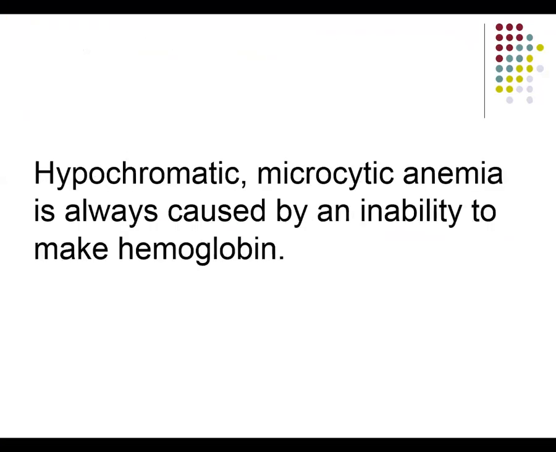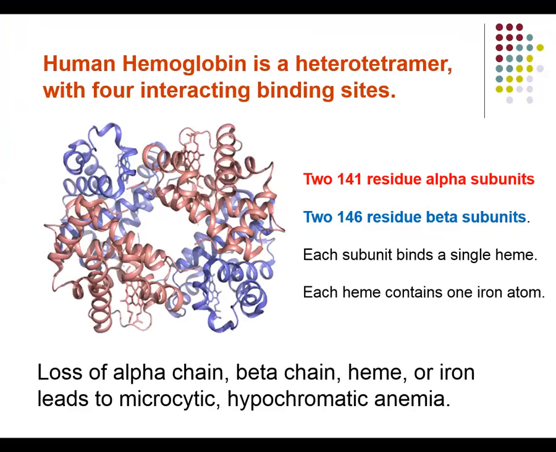The take-home message is that microcytic hypochromatic anemia is always associated with a decreased ability to make hemoglobin. The decreased ability to make hemoglobin could be either from an iron deficiency, an inability to make heme, or an inability to make either the alpha or the beta subunits of hemoglobin. Adult hemoglobin A contains 2 alpha-like subunits, which is shown in red, and 2 beta subunits, which is shown in blue in this particular figure.